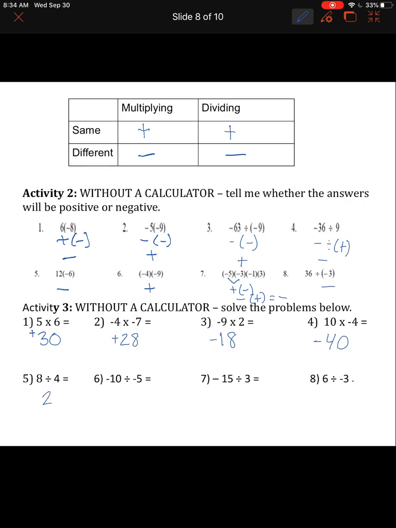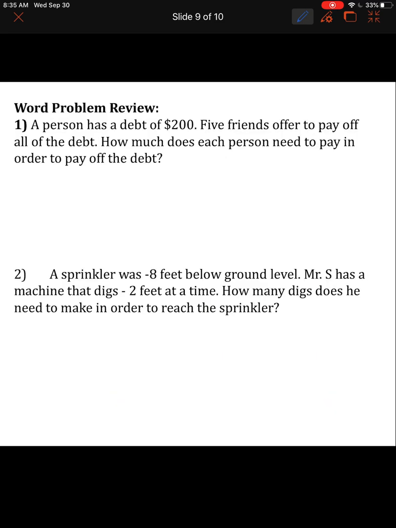Positive 8 divided by positive 4 gives you positive 2. Negative 10 divided by negative 5 gives you a positive 2. Negative 15 divided by 3 gives you a negative 5. And negative 6 divided by 3 gives you a negative 2. So just double check your answers to make sure they match.